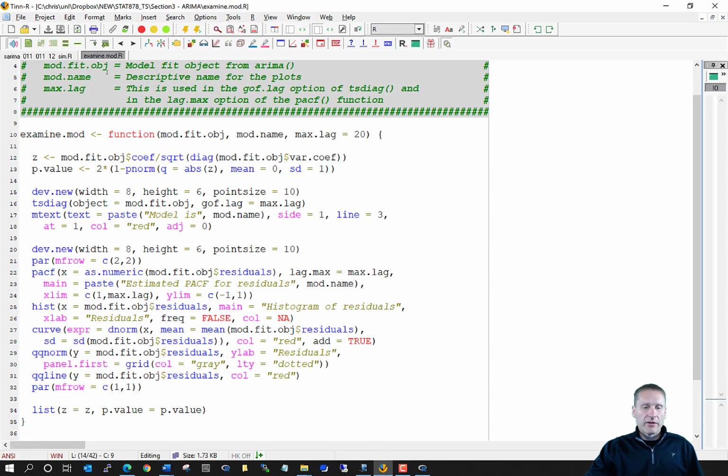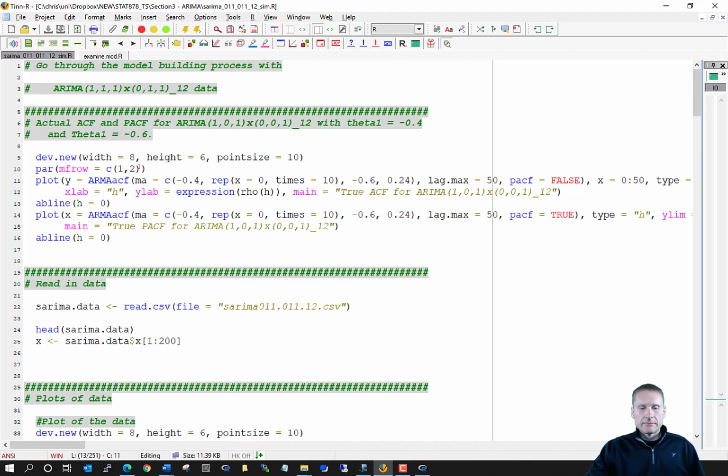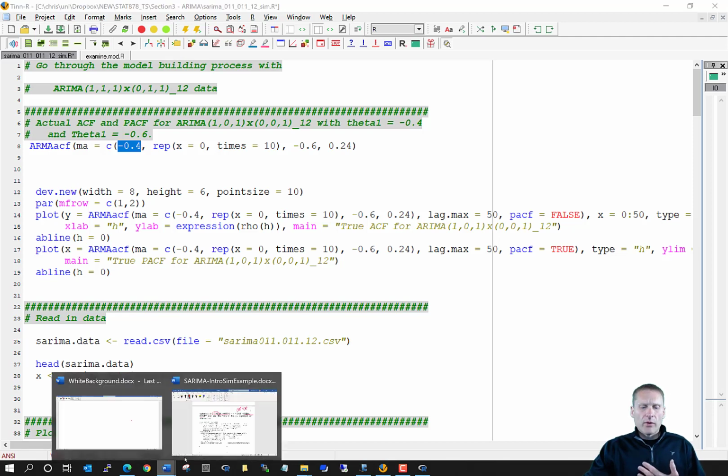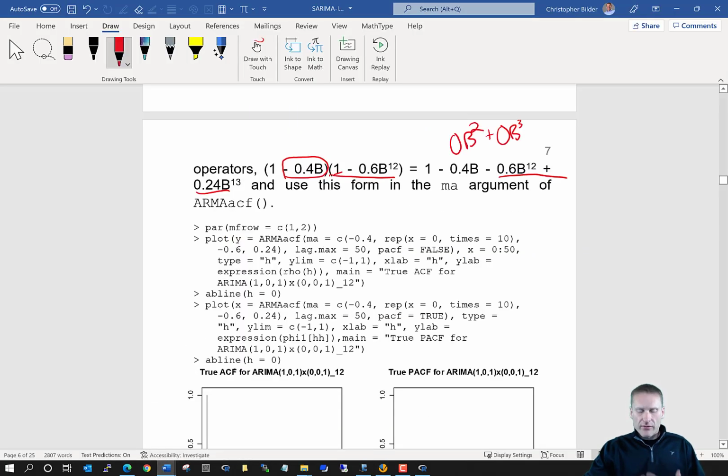Let me come over here to 10. Okay, I'm going to copy and paste that outside of what's actually in the notes right now. And so the first coefficient, the coefficient on b, was negative 0.4. Now we have a 0 on b squared. We have a 0 on b cubed. We have a 0 all the way up to b raised to the 11th power.